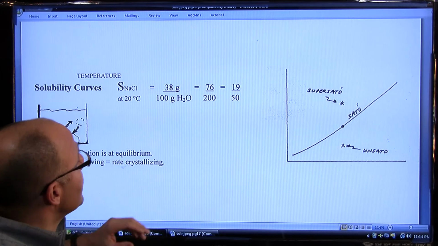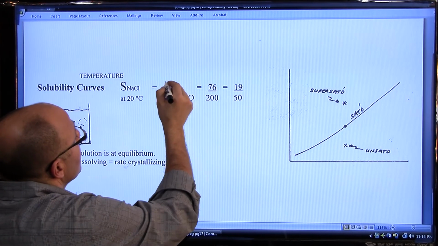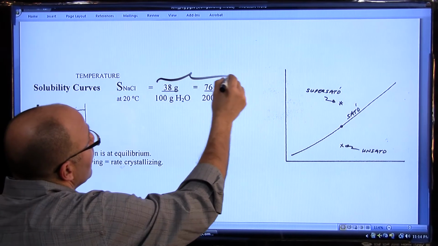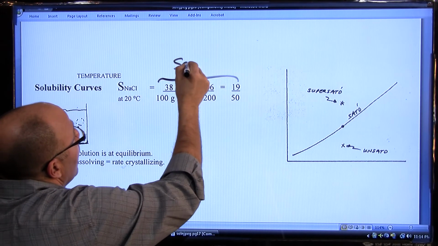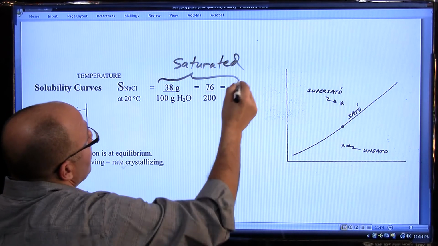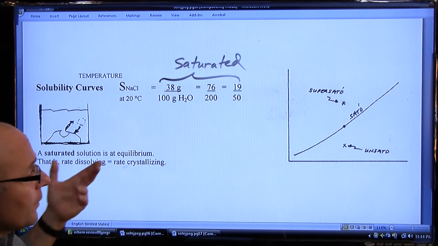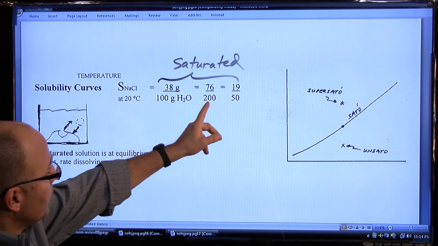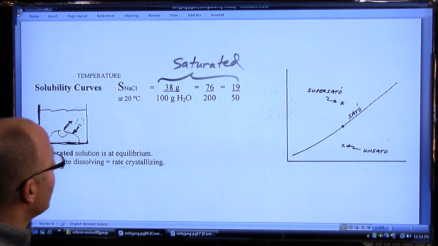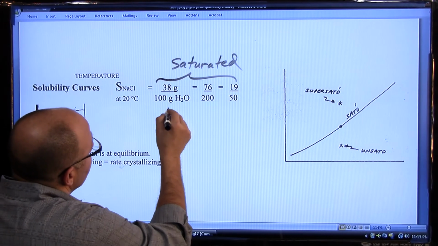And once you've reached that maximum, then you could say that all of these solutions are saturated. That means they've hit their limit. And whether you have 100 grams of water or 250, if you maintain the same ratio, they'll all be saturated. So just keep the ratio.